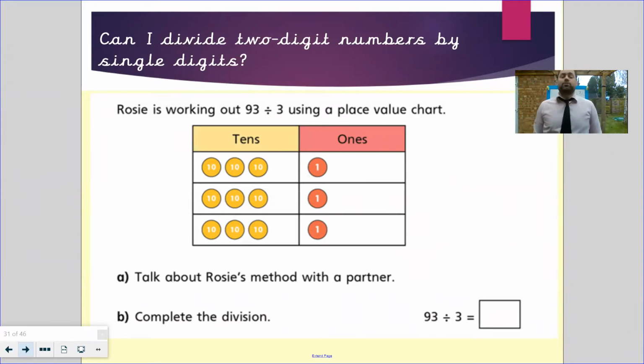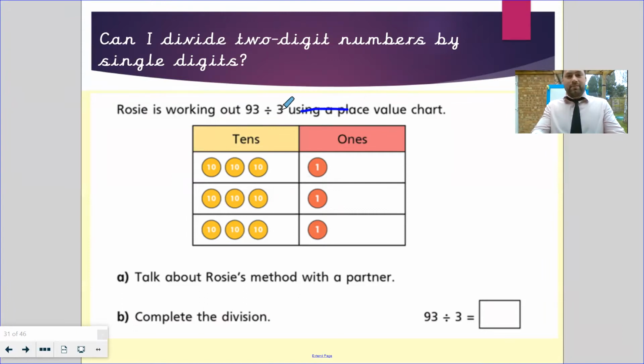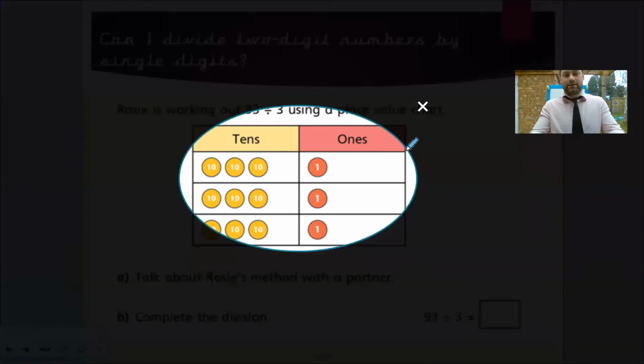So Rosie is working out 93 divided by 3 using a place value chart. And you can see on our screen here, if I'm going to get my magic pen, or where is it? Where's my magic pen? There it is. I get my magic pen and we're going to draw a circle, so we focus in just on this. Are you ready? Is it working? No. Oh, technology. Anyway, I'll carry on talking whilst this is loading itself up. So you can see here that we've got, oh, it didn't work at all. Oh, there we are, it has worked.